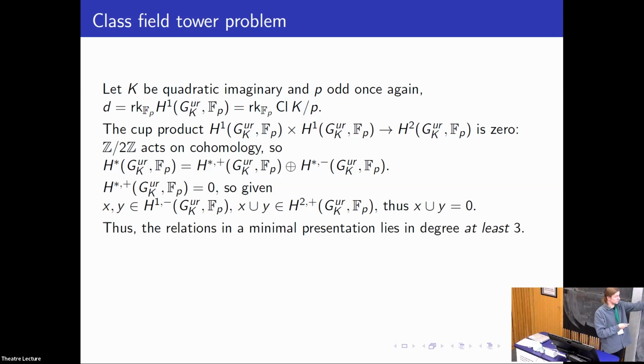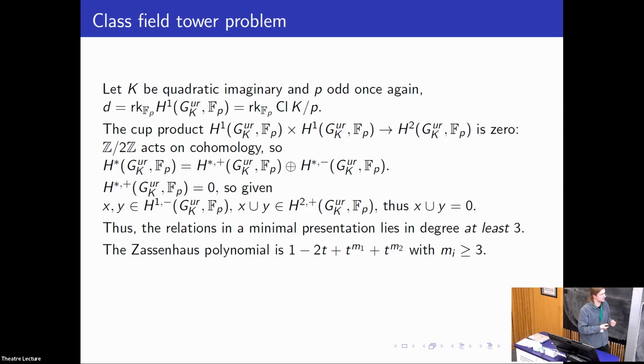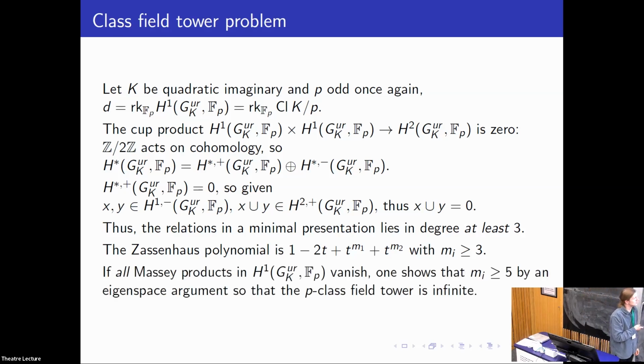But this means then that the relations of a minimal presentation will lie in degree at least 3. That's good. So that means that the Sassenhaus polynomial will be 1 minus 2t plus t^m1 plus t^m2, where the m_i are greater than or equal to 3. But you see, if all the threefold Massey products vanish, then you can use some further eigenspace argument to show that all the fourfold Massey products vanish as well. That means that the m_i will be greater than or equal to 5.